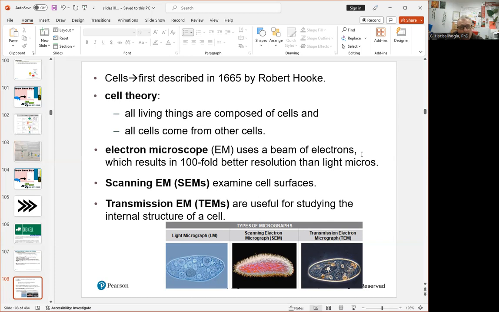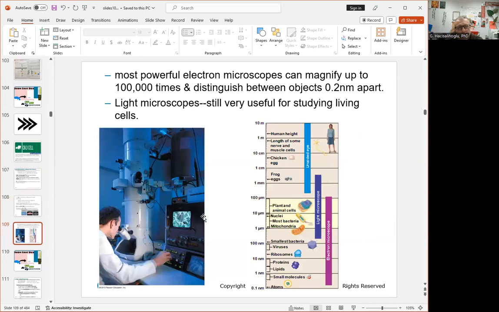Today we also have much more complex microscopes, called electron microscopes, EMs. They can be used to see much smaller things with much higher resolution, like the scanning electron microscope, SEM, for cell surfaces, and the TEM, the transmission electron microscope, for studying internal structures. You can see pictures in this slide of a scanning electron microscope, a transmission electron microscope, and a light microscope view of the same organism.